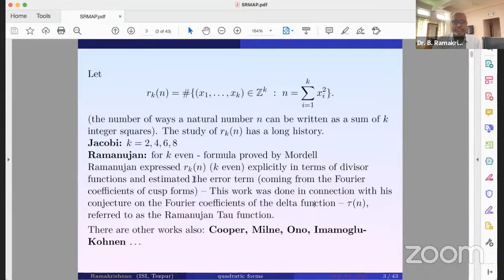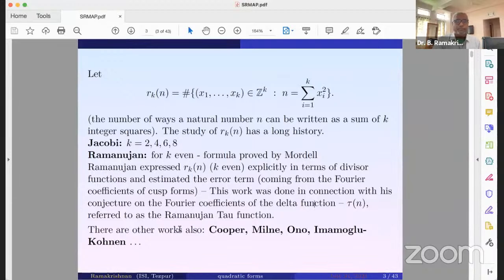considered this kind of finding formulas for r_k(n). For k equal to 12, he gave a formula involving the tau function. So there are several works in this direction. If anybody wants to see that, they can refer to the papers of Cooper, Milne, Ono, Imamoglu, Conan, etc. They all give a formula involving very nice functions.